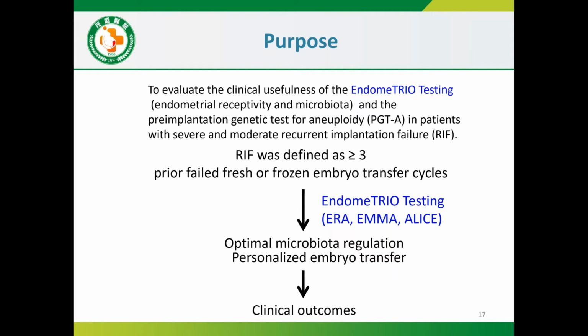Endometrial testing includes ERA, EMMA, and ALICE. ERA will enable women to perform a personalized embryo transfer, increasing the likelihood of successful implantation and a successful pregnancy. EMMA will determine whether the uterine microbiome environment is optimal for embryo implantation. ALICE can detect the bacteria that cause chronic endometritis or precipitate inflammation of the endometrial lining.